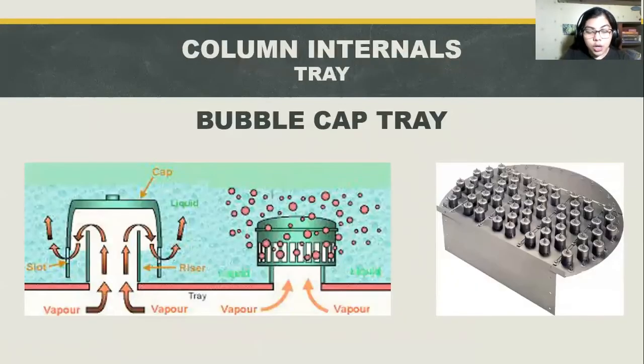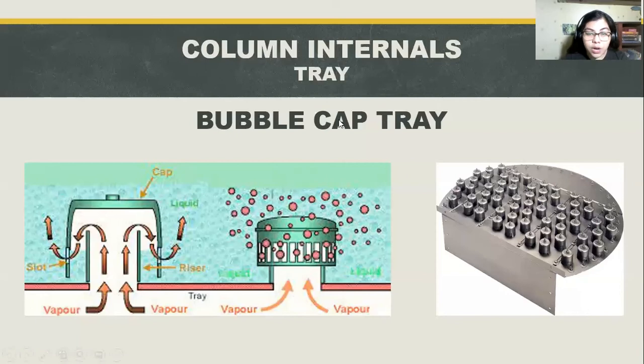Column internals. Column internals are usually installed in a distillation column to provide better mass and heat transfer between the liquid and vapor phases in the column. Column internals are usually trays, packing, distributors, redistributors, baffles, and so on, and they promote an intimate contact between the phases. The type of column internal used will determine the height and diameter of the column for a specified duty because different designs have various capacities and efficiencies. For this presentation, I will just talk about the different types of trays and packing.